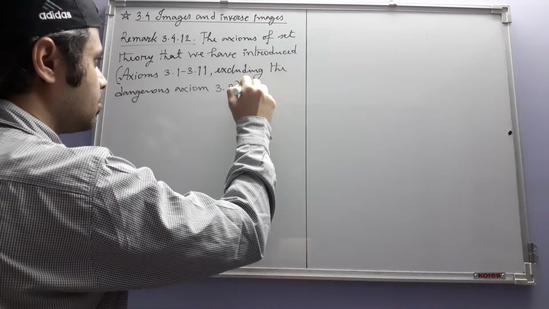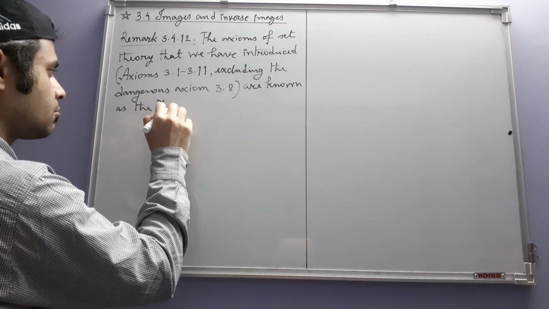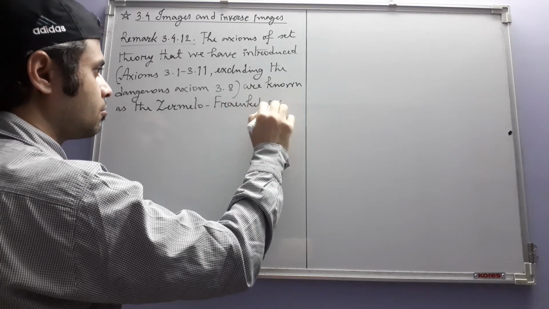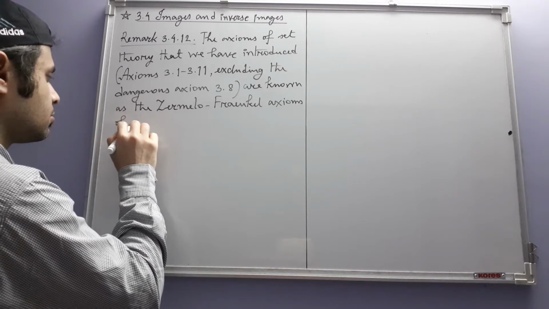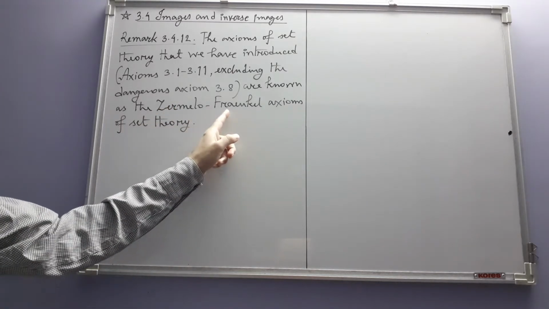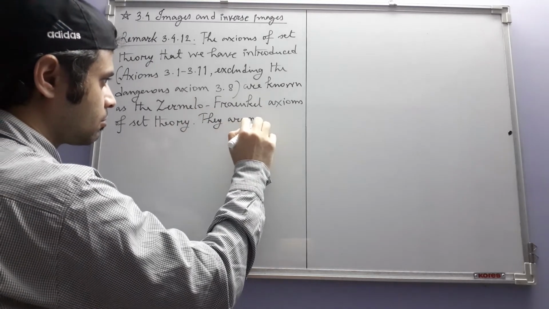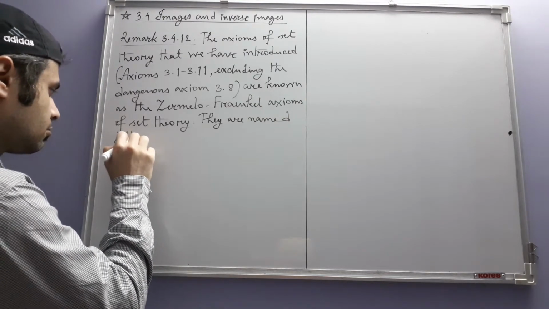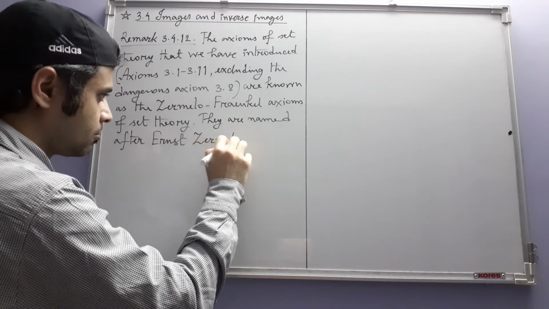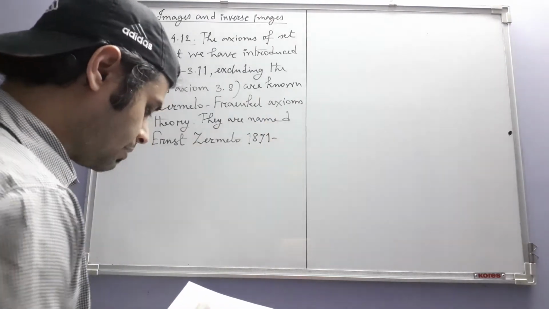And these axioms are known as the Zermelo-Fraenkel axioms of set theory. As you have probably guessed, these are the names of the mathematicians who introduced these axioms. They are named after Ernst Zermelo. And let me write the time period also, from 1871 to 1953.